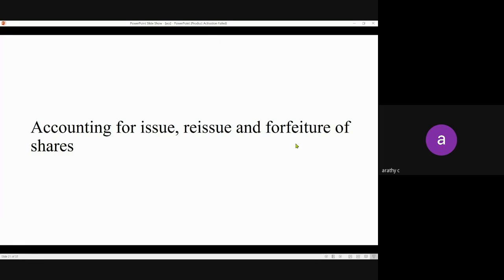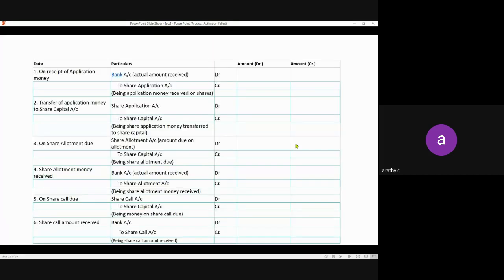What is authorized capital? Authorized capital is the amount which is stated in the memorandum of association, and it is the maximum capital for which a company is authorized to issue shares during its lifetime. It is also called nominal capital or registered capital.